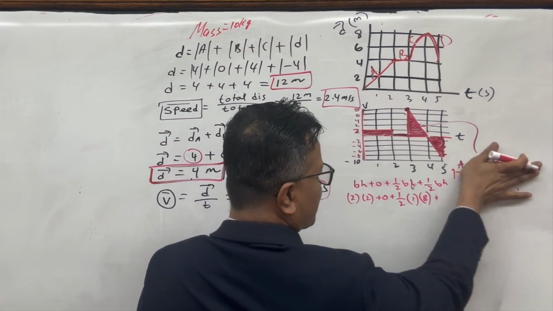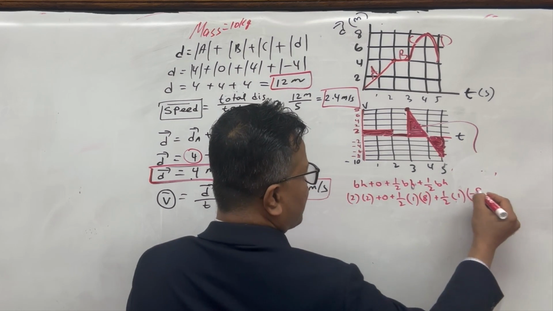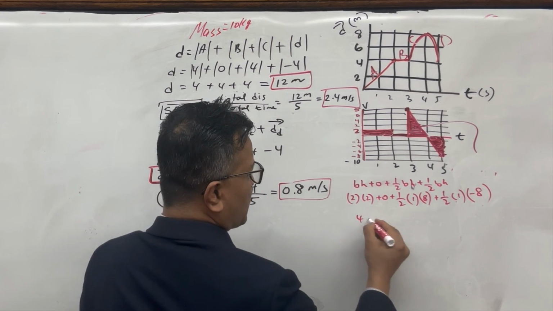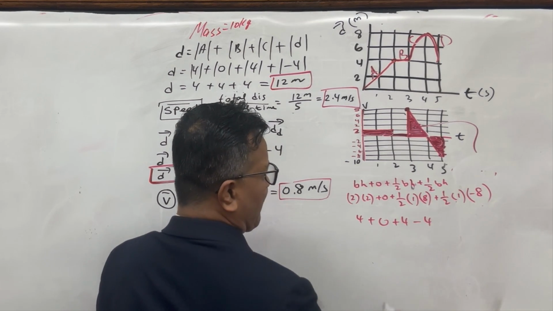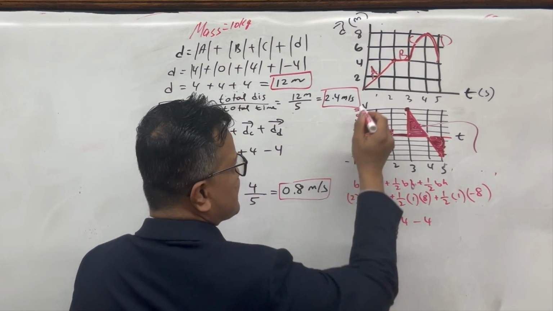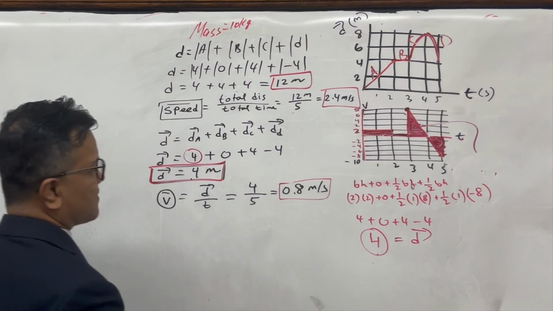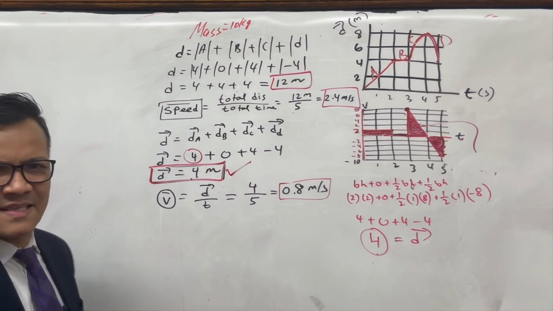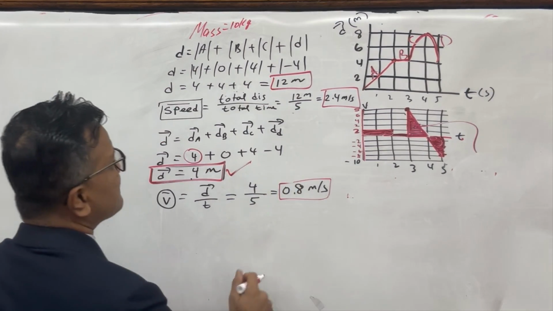plus half, B is 1, H is -8. So 4 plus 0 plus 4 minus 4. Okay, so that is 4. Since this is a VT graph, this 4 is the displacement. So we prove that. Now we're going to draw a speed versus time graph to prove that this is actually 12.